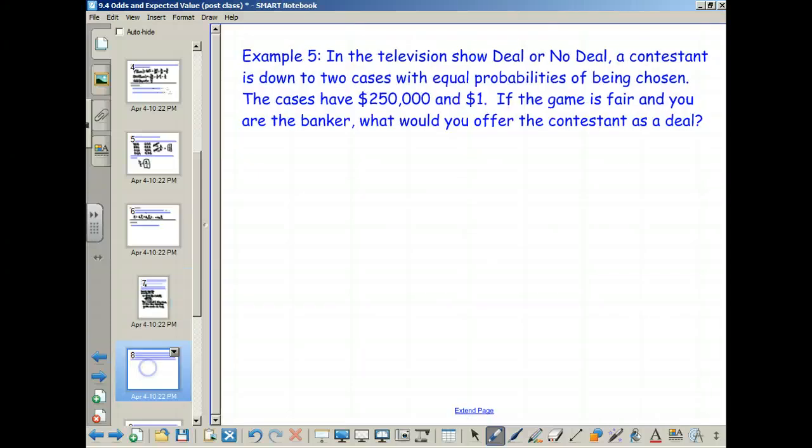I want to take a look at expected value from a game show. So you guys familiar with Deal or No Deal? Okay. So in Deal or No Deal, we have contestants, and they're down to 2 cases. One of the cases is $250,000, and the other case is $1. And we want to know if we were the banker, what we should offer them as a deal. And you know how this works, right? At least roughly speaking, if you've seen the show anyway.